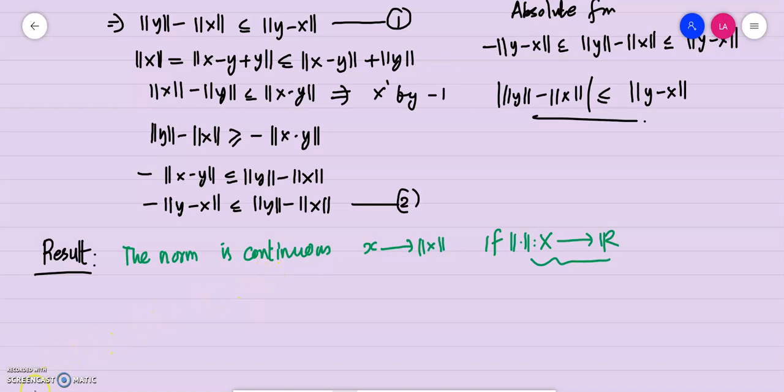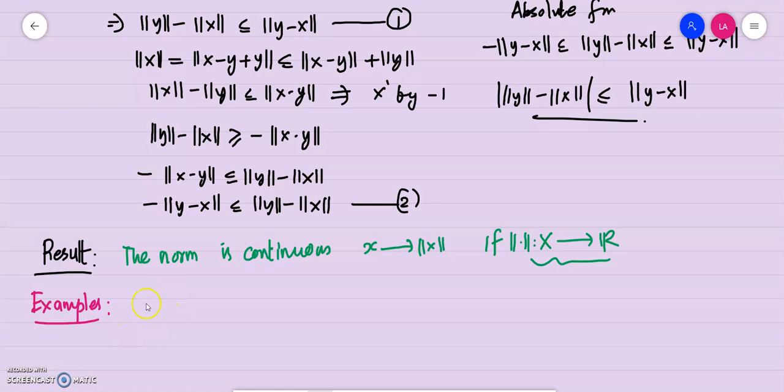Now moving on to some examples regarding our normed spaces. We have discussed the elementary properties of norm. We have discussed the definition of norm. Now we are moving on to some examples of the normed spaces.